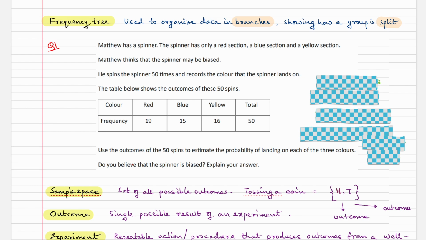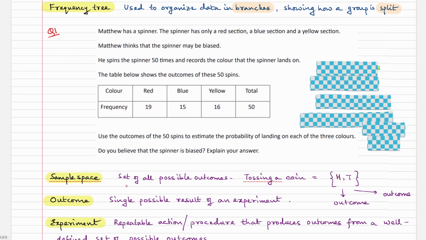Alright, now looking at a few technical definitions. Sample space. Sample space gives you the set of all possible outcomes. For example, if you are tossing a fair coin, the set of all possible outcomes is heads and tails. Now, what is an outcome? An outcome is the single possible result of an experiment. Single being the keyword. There has to be one outcome.